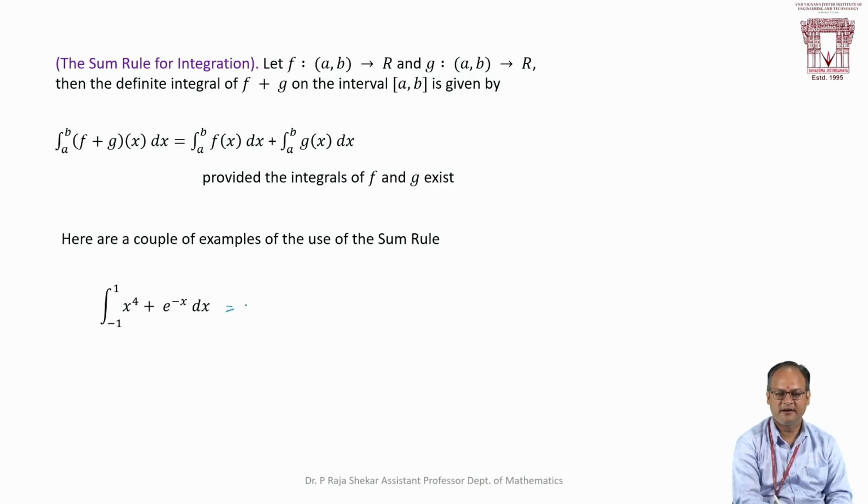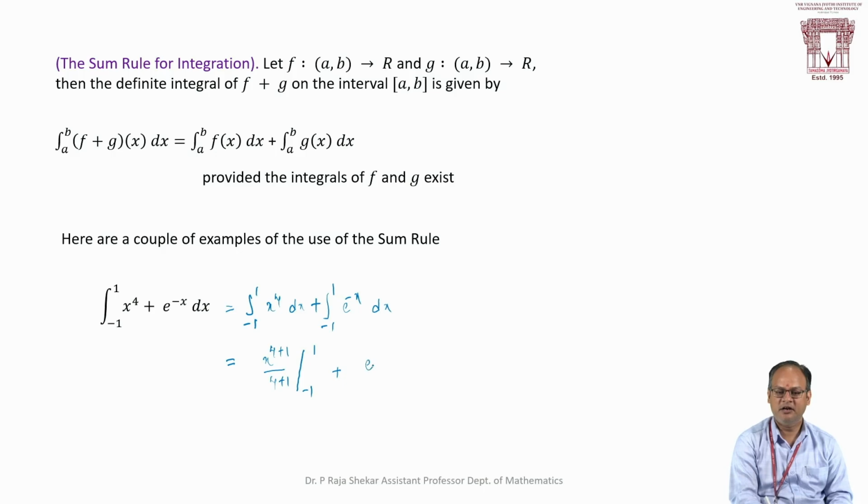So this we can write as the integral from minus 1 to plus 1 of x to the power 4 dx plus the integration from minus 1 to plus 1 of e power minus x dx. So the first one is in the form of x to the power n. The integration of x to the power n is x to the power n plus 1 divided by n plus 1. So we have 4 in place of n. So it is x to the power 4 plus 1 divided by 4 plus 1. And the limits corresponding to it are minus 1 to plus 1.